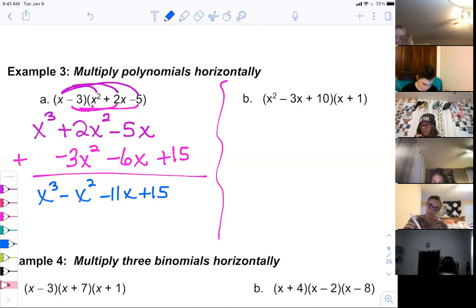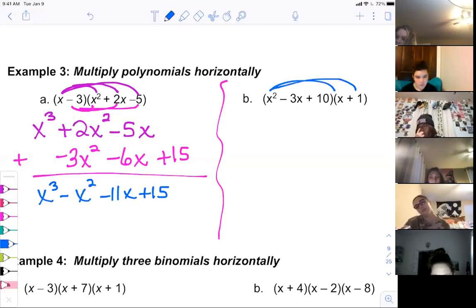All right, so if you look at part B, you can do this two ways. You could take the x squared and distribute it. You could take the -3x and distribute it. And then you could take the 10 and distribute it. That would be way number 1.